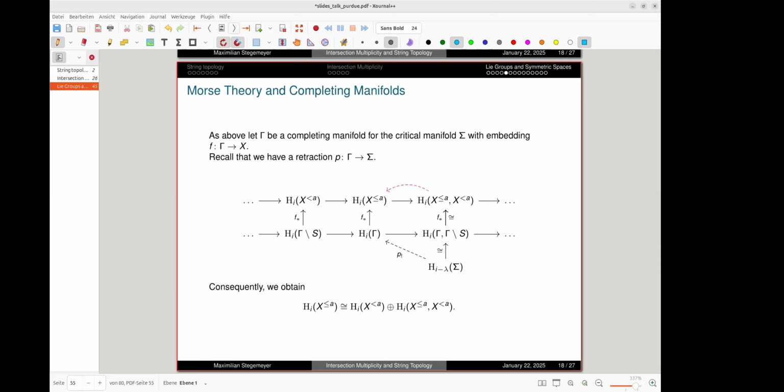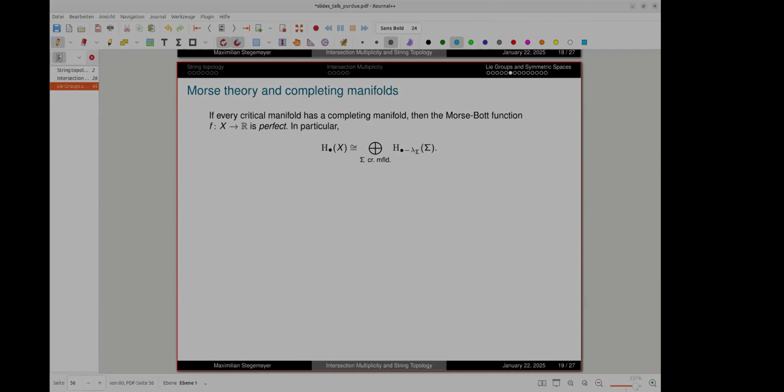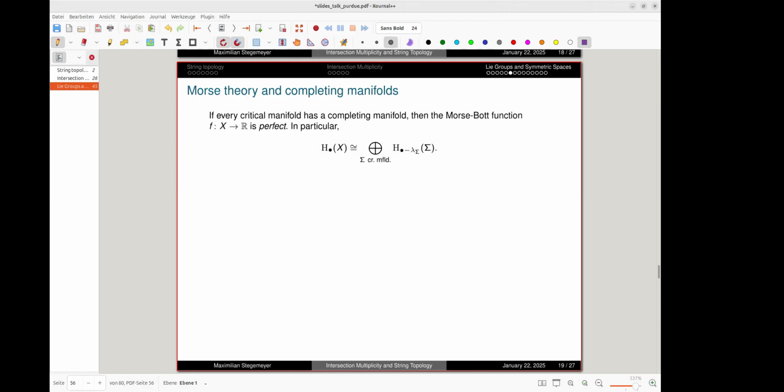So now assume that we are in a scenario where every critical manifold has such a completing manifold. Then we are in a scenario where the Morse-Bott function is perfect. And perfectness means, at least for me, that all these connecting morphisms for all of these sublevel sets are vanishing. And then in particular, this implies that we get an isomorphism from the homology of our Hilbert manifold to this direct sum of all the critical manifolds.